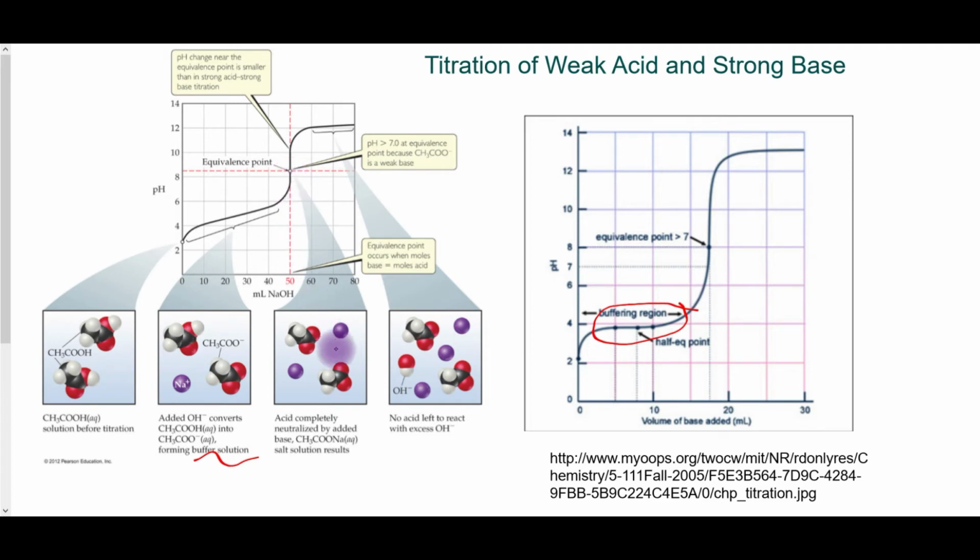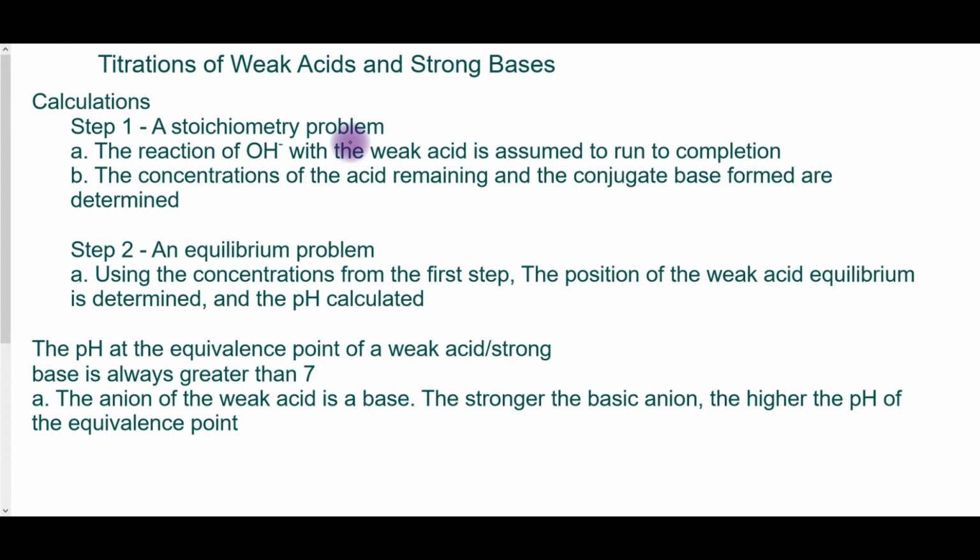Once we get to the equivalence point, the acid has been completely neutralized, but we still have our sodium acetate. So our acetate ion, our conjugate base, will be present. That's why our pH is higher, because our conjugate base is present. Once we've passed the equivalence point, there's no acid left to react, and we have excess hydroxide influencing the pH.